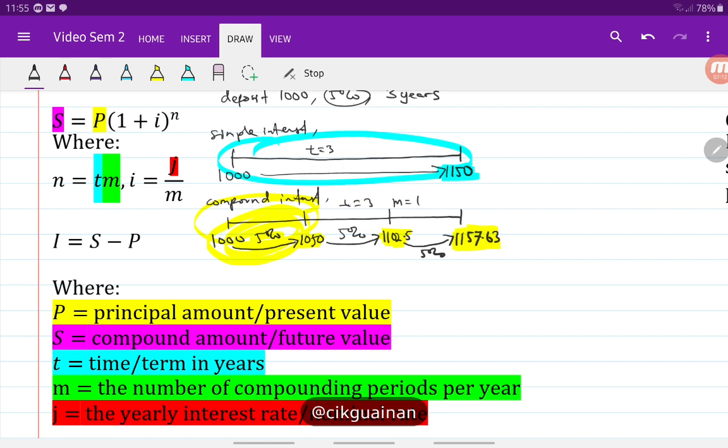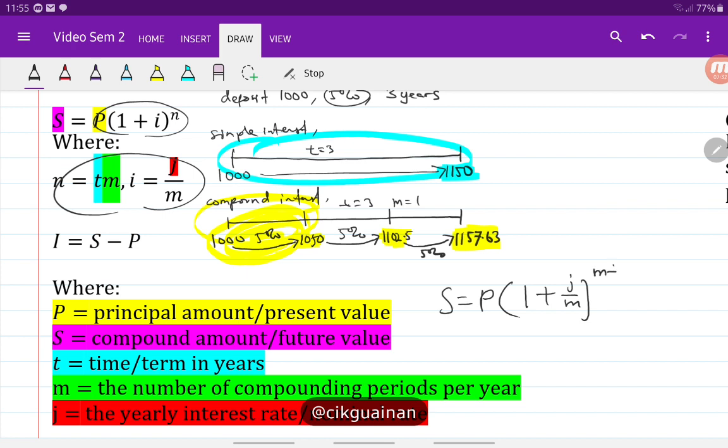Okay, so we use the formula and then we can get it. Or maybe if you think this one is so simple, we can change it. We can substitute this inside the function. Maybe we can get 1 plus i, where i is j over m, and then n. N is what? t times m, so mt. Tm or mt doesn't matter, same thing. So this is the full formula, if you don't want to do it separately.